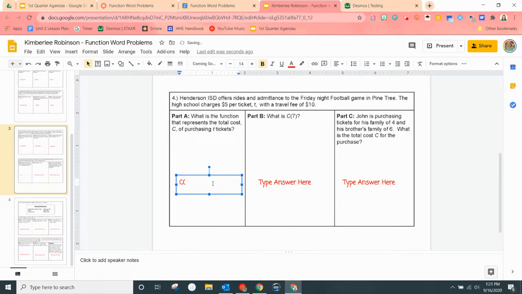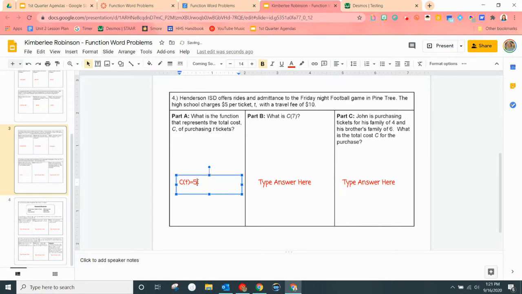And what is our variable going to be? What's our input going to be? What does our cost depend on? That's right. It depends on the number of tickets. So our function of number of tickets equals, well, what do we have to pay? Well, we know we have to pay up here $5 per ticket.